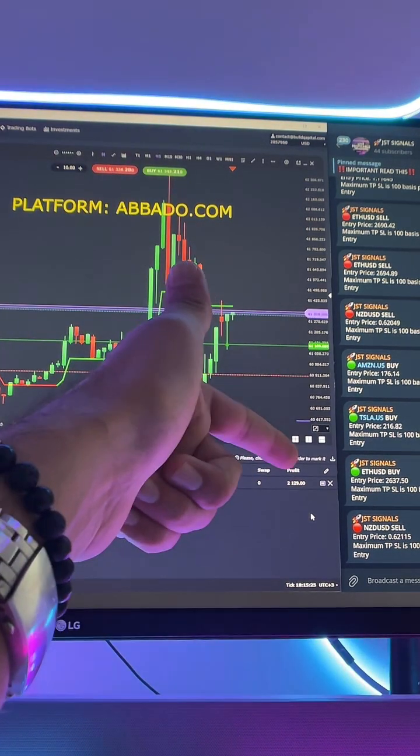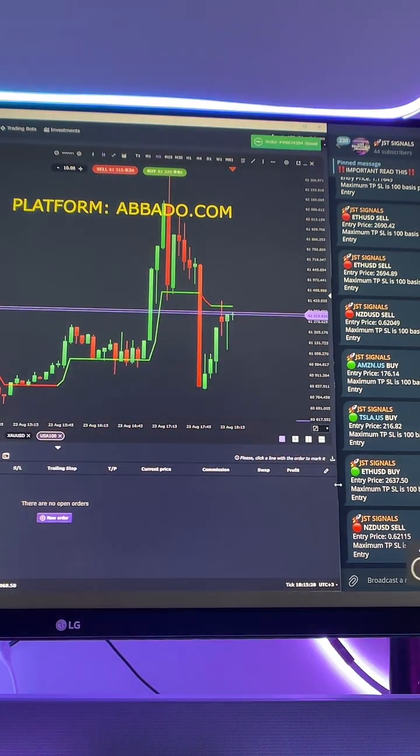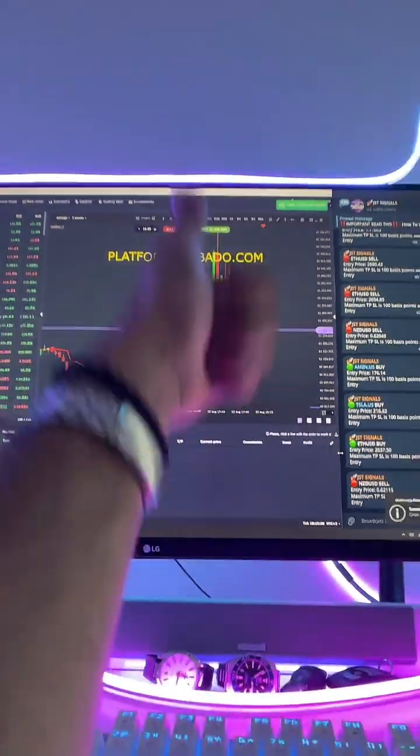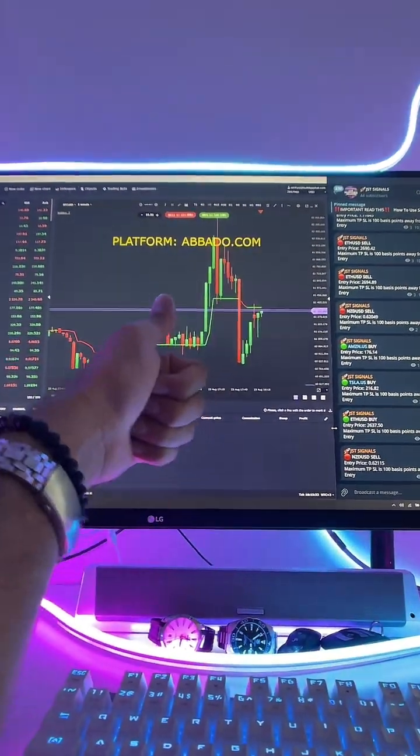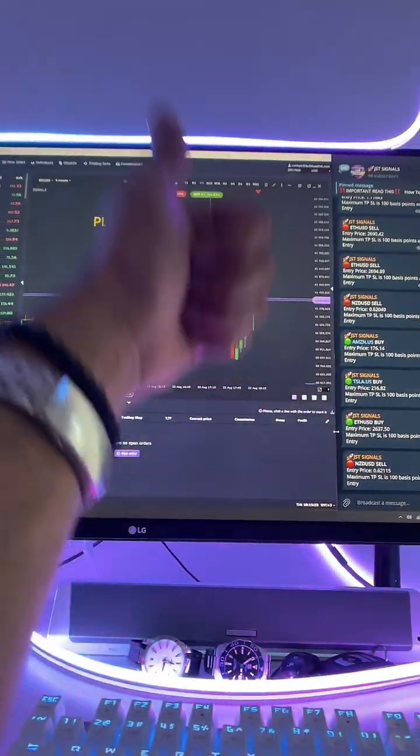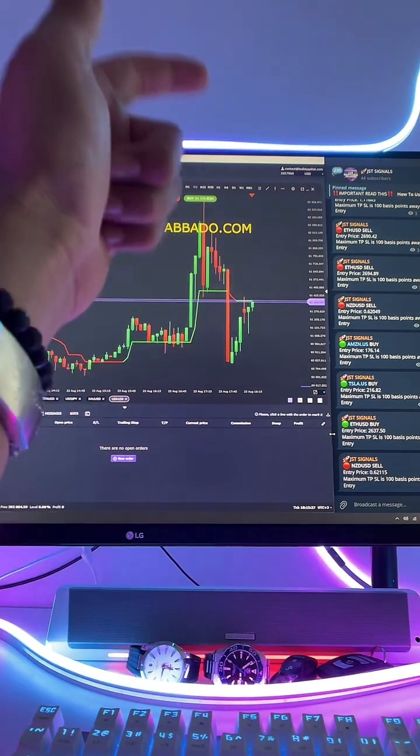We're at over $2,000 in profit on this trade. $2,100. There we go. Congratulations. Congratulations to everybody who's following along. We just hit $2,000 in profit on that trade.